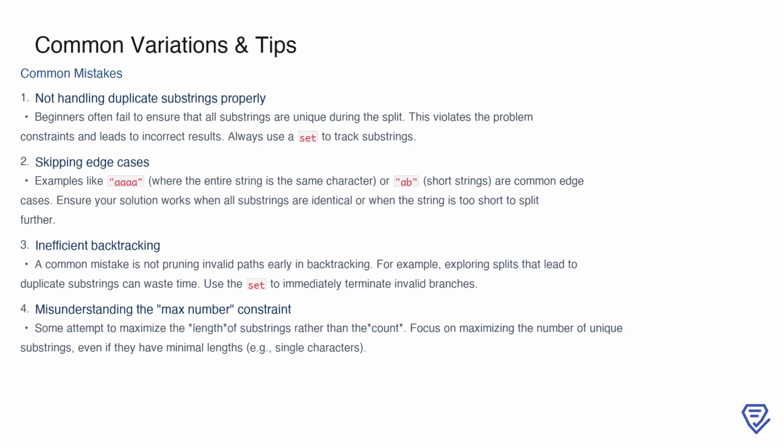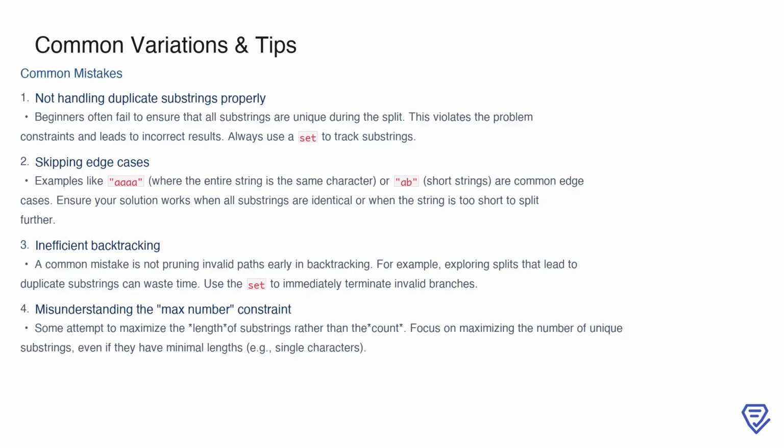Next, skipping edge cases can lead to incorrect results. For example, strings like AAAA, where all characters are the same, or very short strings like AB need special attention. Your solution must handle scenarios where substrings are identical or the string is too short to split further. Another pitfall is inefficient backtracking. Without pruning invalid paths, such as those leading to duplicate substrings, you may waste time exploring unnecessary branches. Always terminate these paths early using your set to validate each step.